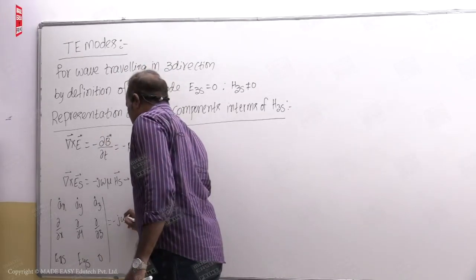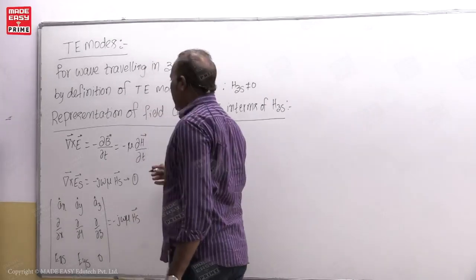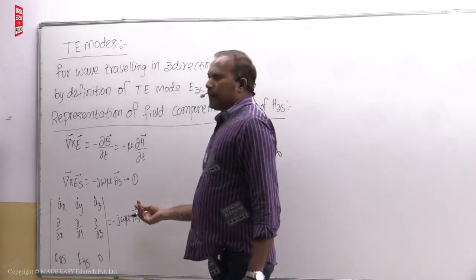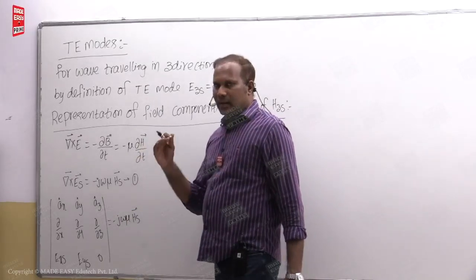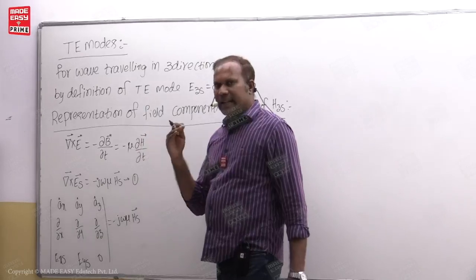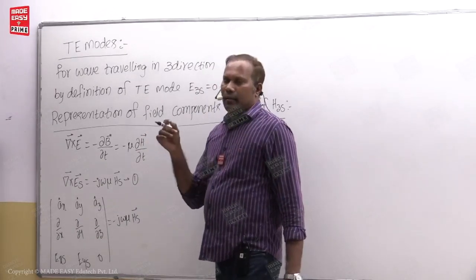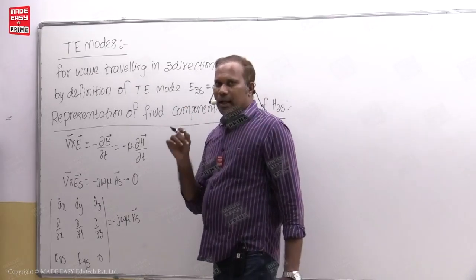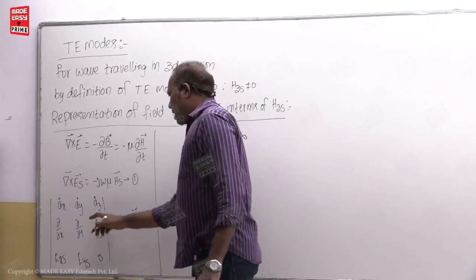That is equal to jωμ Hs bar. I will expand this Hs bar also. Here Hs bar is equal to Hxs Ax plus Hys Ay plus Hzs Az. That means x component in phasor domain, y component in phasor domain, z component in phasor domain for the magnetic field. Now we expand this one.